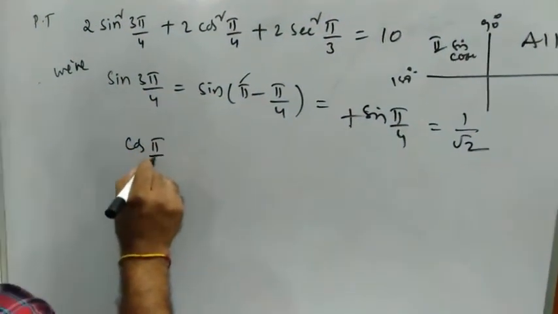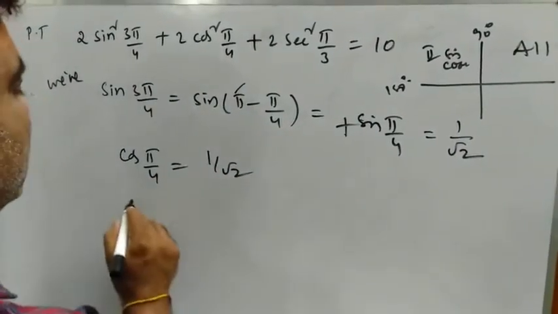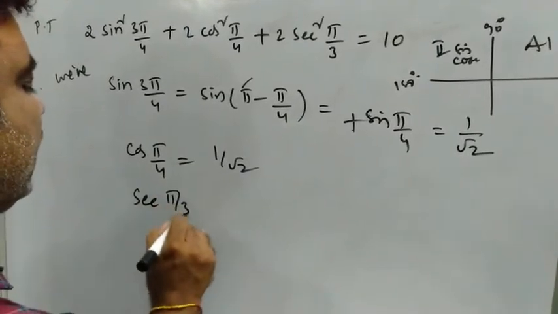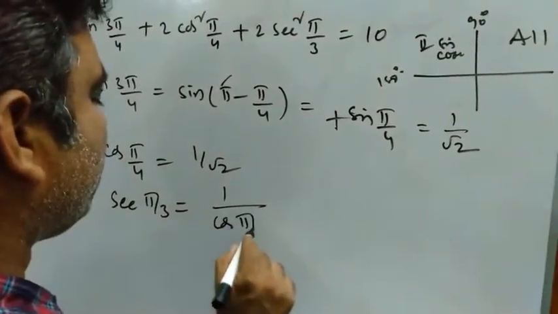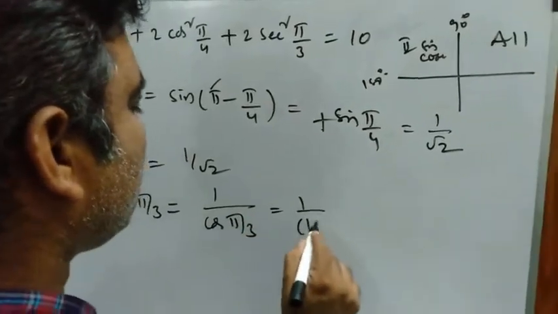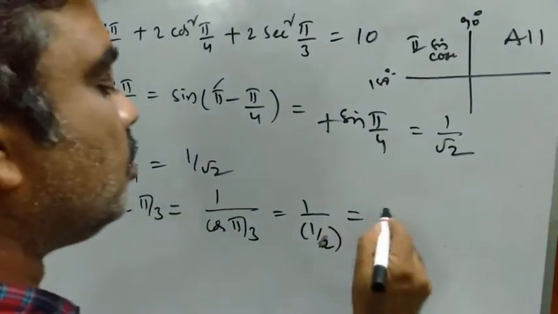Similarly cos π/4 is 1 by root 2. We know that cos 45. Next, secant π/3 means 1 by cos π/3. Cos π/3 is 1 by 2. So this is equal to 2.